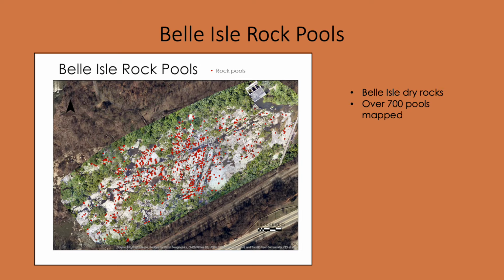Just south of the VCU campus is a system of riverine rock pools within the James River on Belle Isle. This map shows the dry rocks on the southern side of the island, where we have mapped the location of over 700 rock pools and given each a unique ID number.